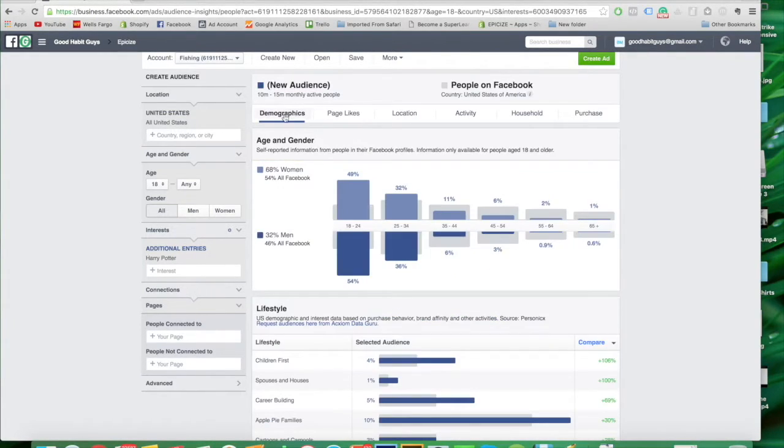So that's the audience insights. You can also check states. Now we're on all of the United States. Personally, I only target the USA until I start to scale, and then I go to other first world countries. So we're going to take the United States for example.